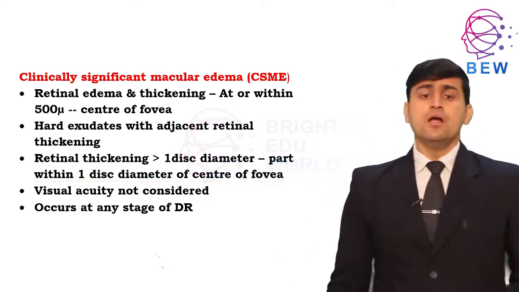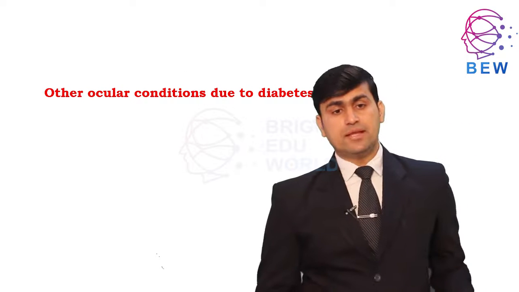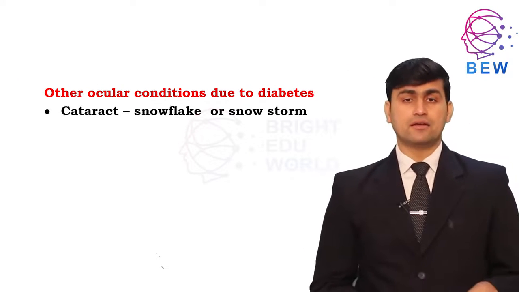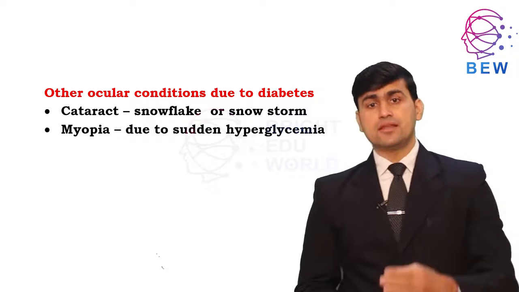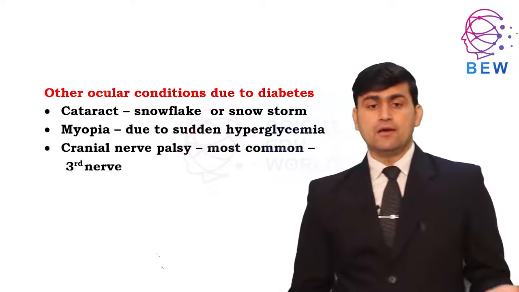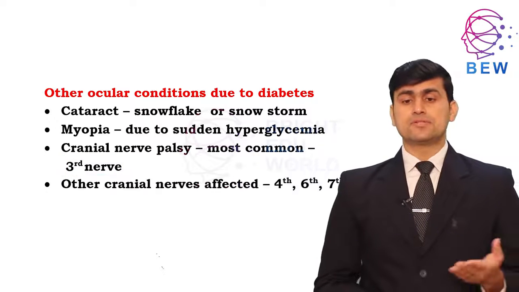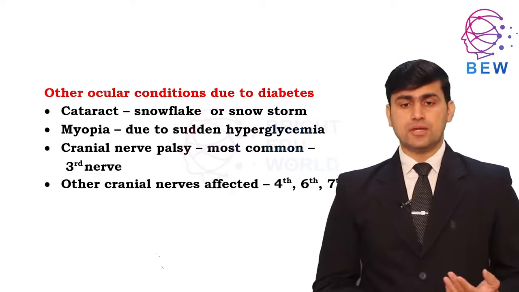The other ocular manifestations of diabetes are cataract, which is mainly snowflake or snowstorm cataract, then myopia when there is sudden increase in the blood sugar, and cranial nerve palsies. Third cranial nerve is the most common cranial nerve palsy. Even the 4th, 6th and 7th cranial nerve can also be involved.